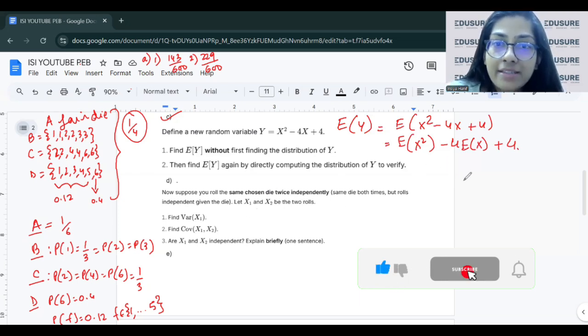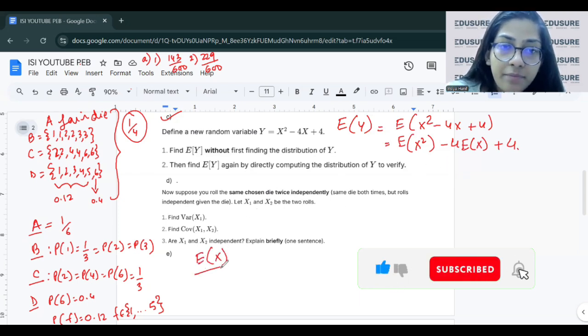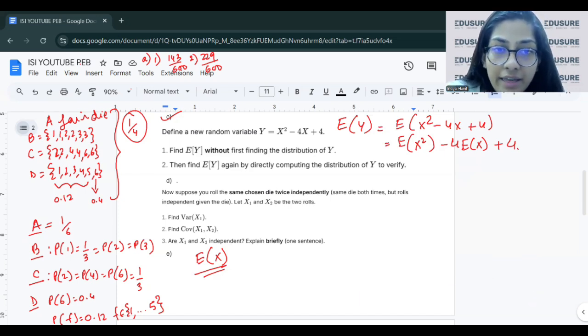So let's do expectation of x पहले यहाँ पे, ठीक है? Now expectation of x के लिए हमें क्या पहले चाहिए होगा, we need expectation of x given a, okay? So given a का expectation क्या होगा? So 1 2 3 4 5 6, ठीक है?